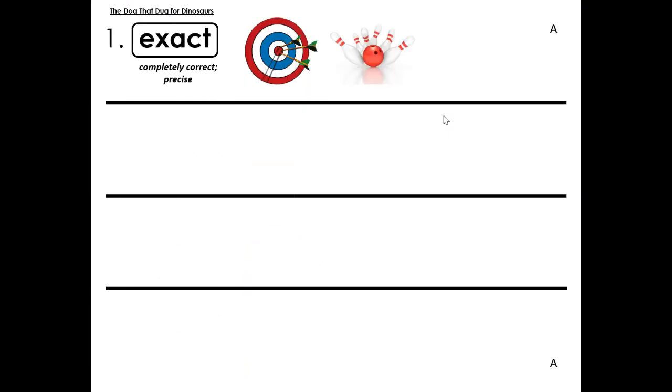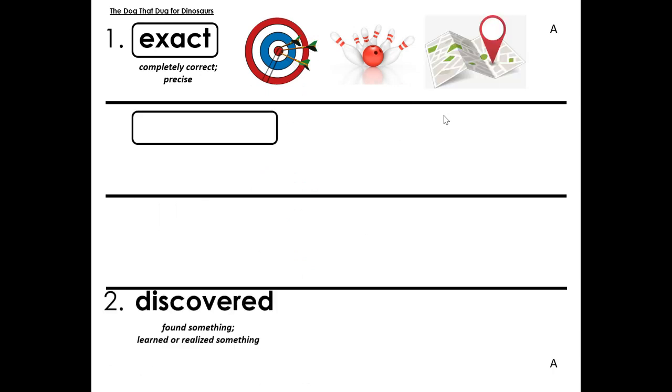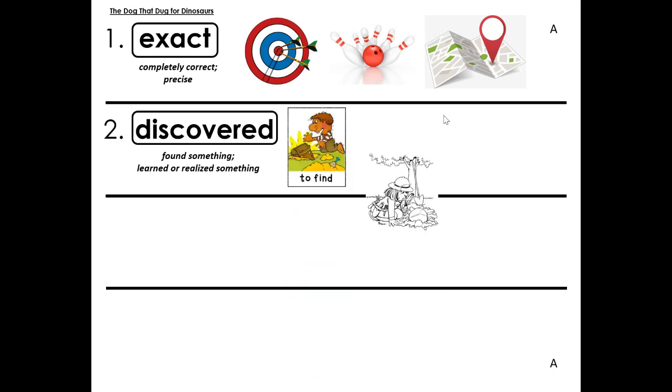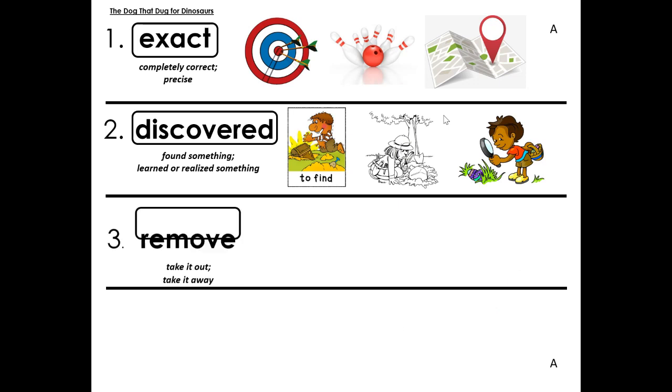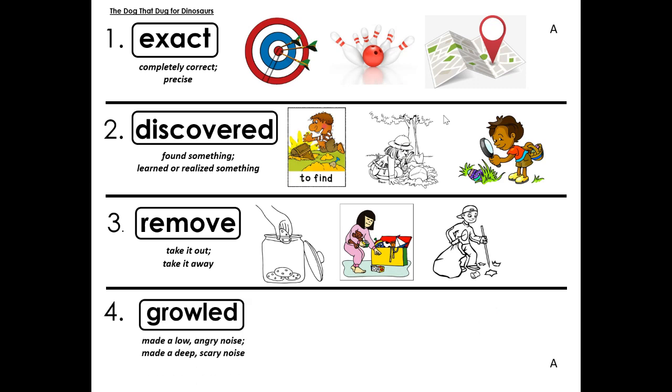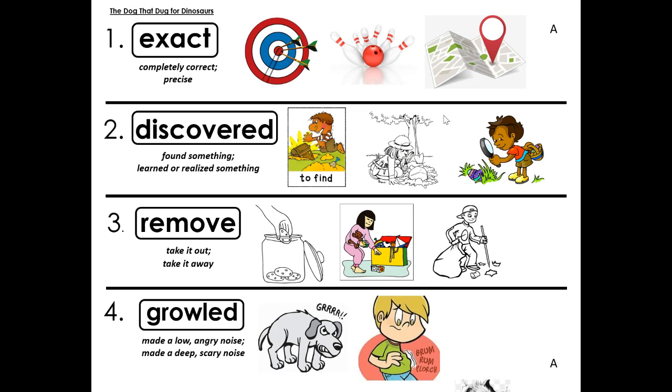So let's go over our vocabulary words again. Exact, completely correct, precise. Next one is discovered. The root word is discover. Found something, learned or realized something, discovered. Number 3, remove, take it out, take it away. Number 4, growled, made a low angry noise or made a deep scary noise, growled.